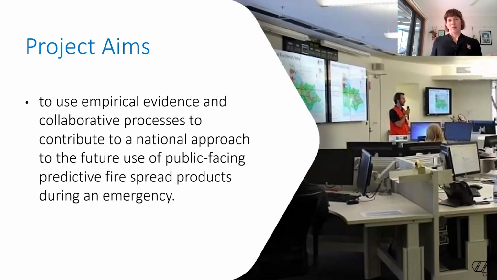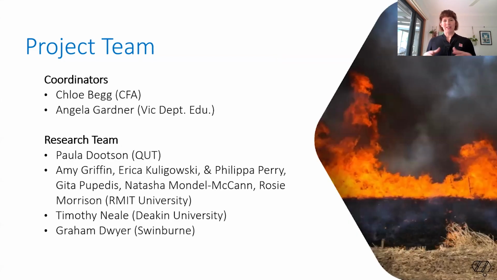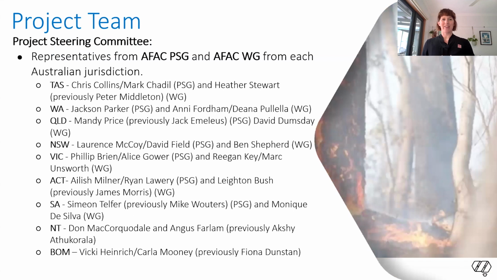So this project aims to provide a space to collaborate and to develop an evidence base that supports a consistent national approach to the future use of public-facing predictive fire spread maps during an emergency. The way we have gone about doing this is that we have a really large team that both Erica and Blythe have alluded to. I'm one of the coordinators together with Angela Gardner, and we have a large research team that represents 4 universities from across Australia. We have people with expertise in risk communication, cartography, evacuation behaviour and modelling, anthropology and organisational learning. But we also have a very large steering committee.